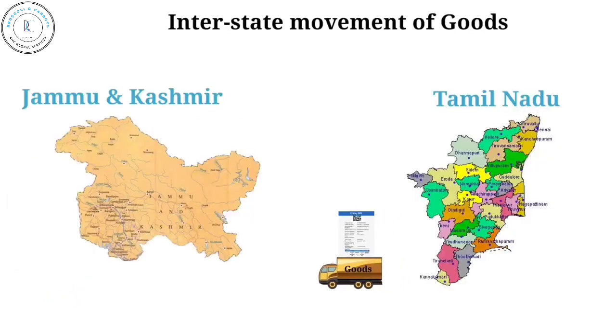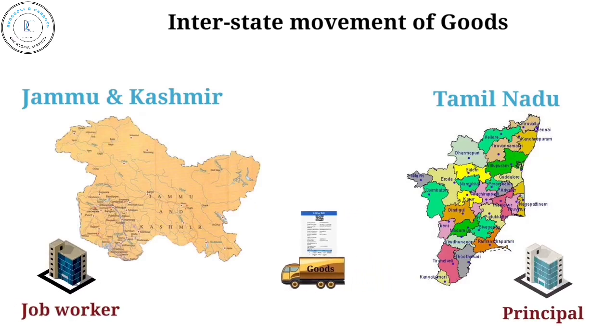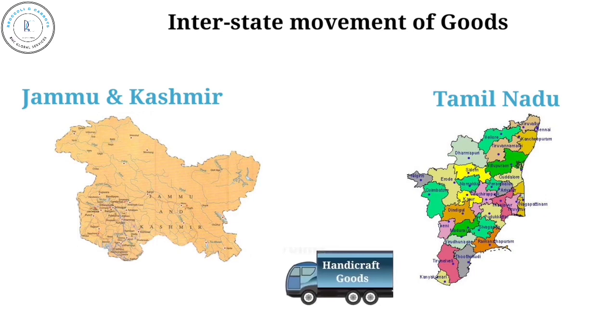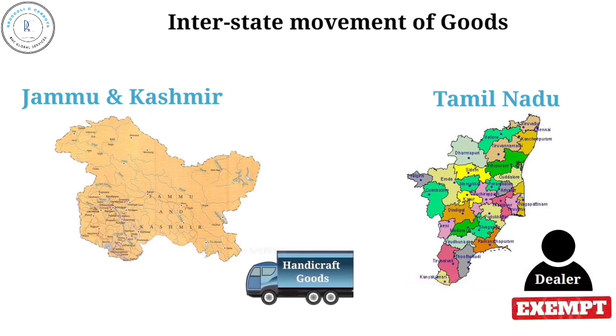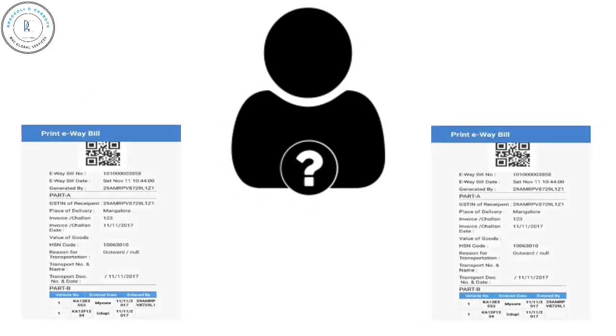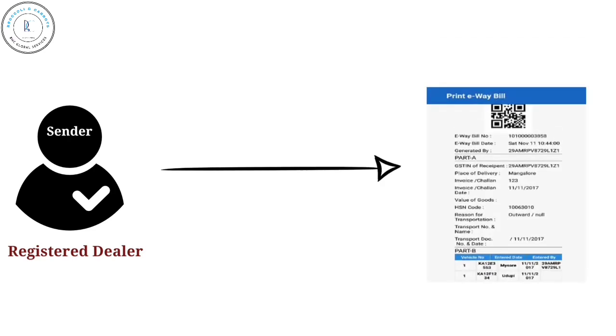Interstate movement of goods by the principal to the job worker, by principal or registered job worker. Interstate transport of handicraft goods by a dealer exempted from GST registration. Who shall generate e-Waybill? A registered dealer, the sender, shall generate the e-Waybill.